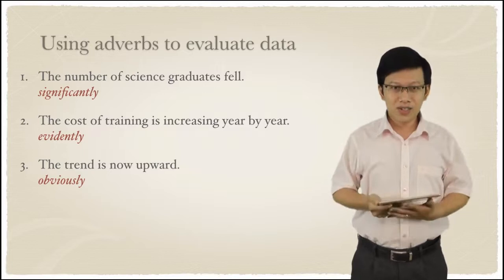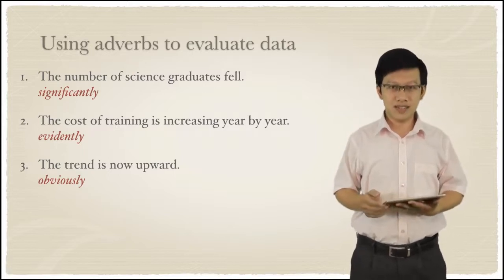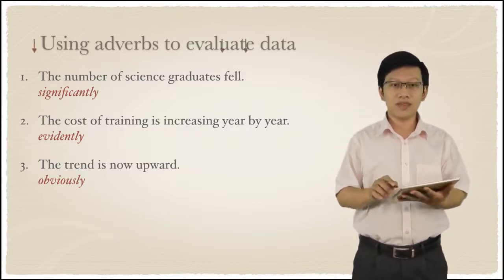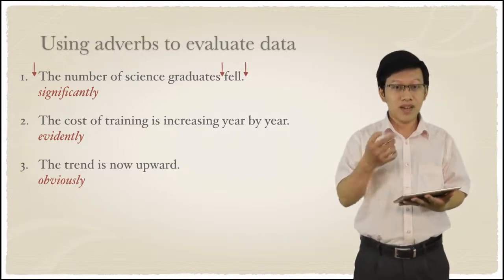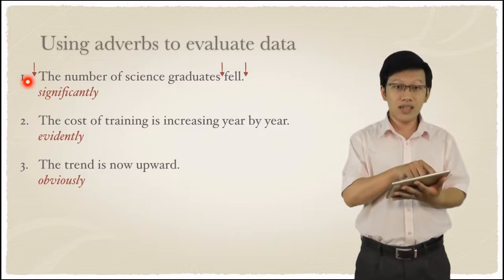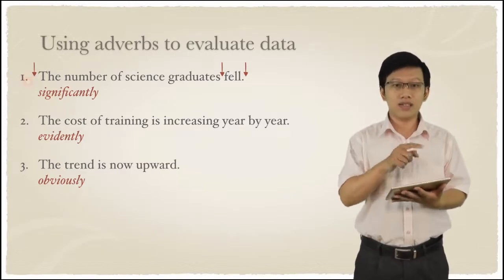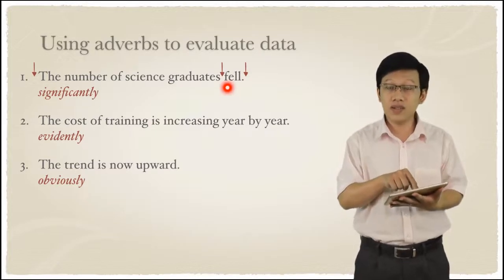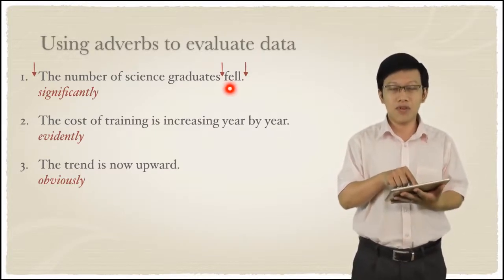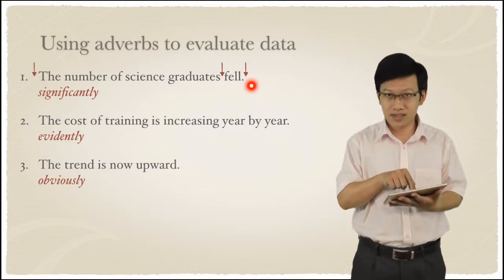Now let's take a look. So number one, significantly. Where can it go? It can go to 3 positions. You can say, "Significantly, the number fell." You can say, "The number of graduates significantly fell." Or you can say, "The number fell significantly."